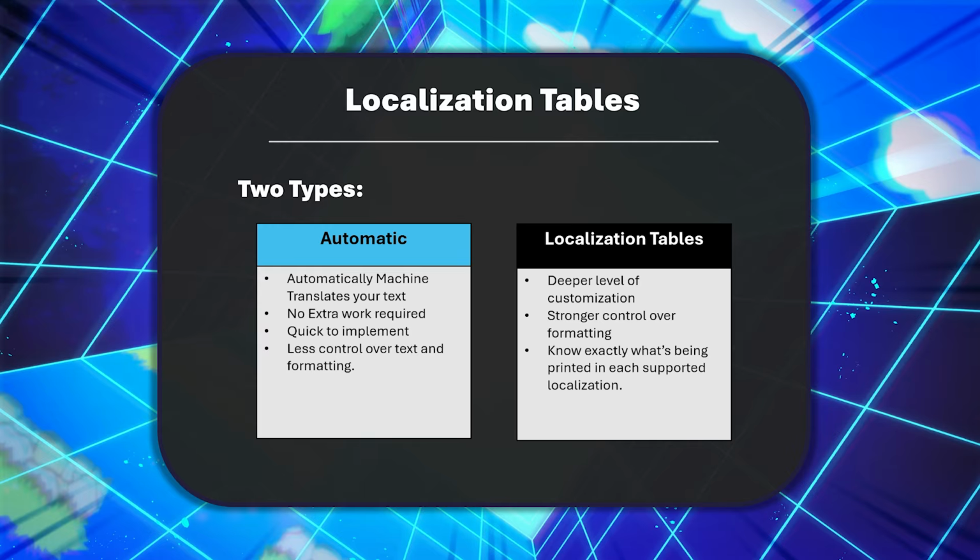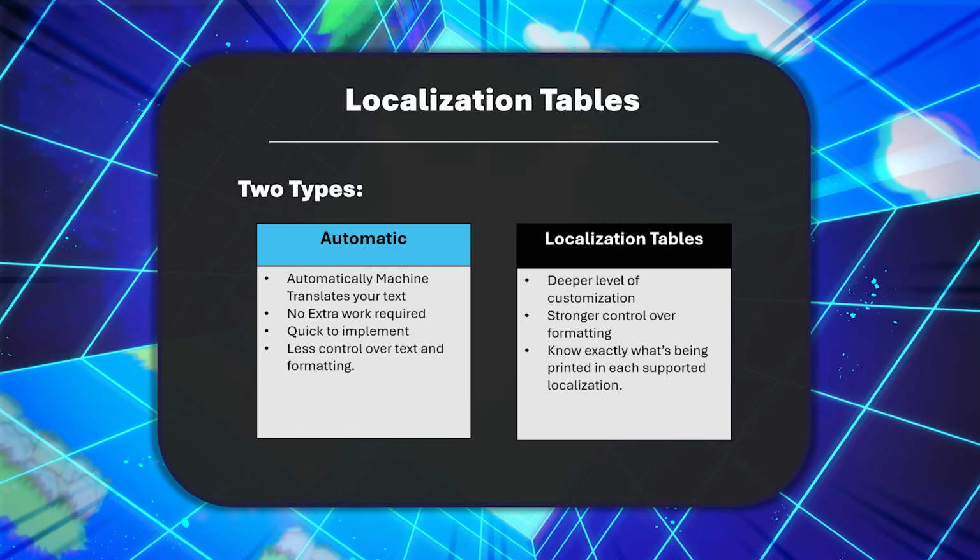There's automatic and there are localization tables. Automatic is, as the name implies, automatic. So there's no extra work required here, and all text will be automatically machine translated, so you don't have to manually translate anything. So it's very quick to implement. However, there's less control over the text and its formatting. So because you can't really predict what kind of text will be coming in, when it's displayed on screen, it may not always be formatted the way that you'd like.